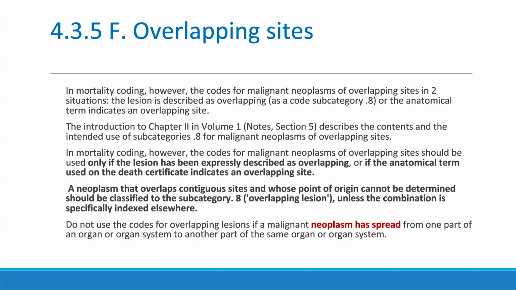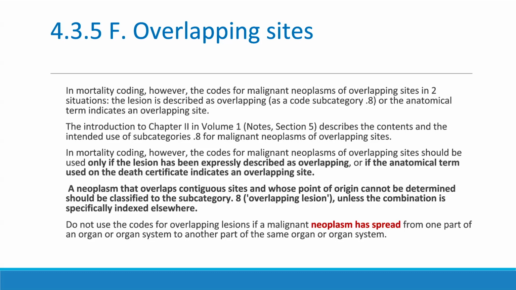This slide refers the coder to the use of subcategory .8 for coding malignant neoplasms of overlapping sites as described in Chapter 2, Volume 1, Note Section 5. A neoplasm that overlaps contiguous sites and whose point of origin cannot be determined should be classified to the subcategory .8, that is overlapping region, unless the combination is specifically indexed elsewhere.